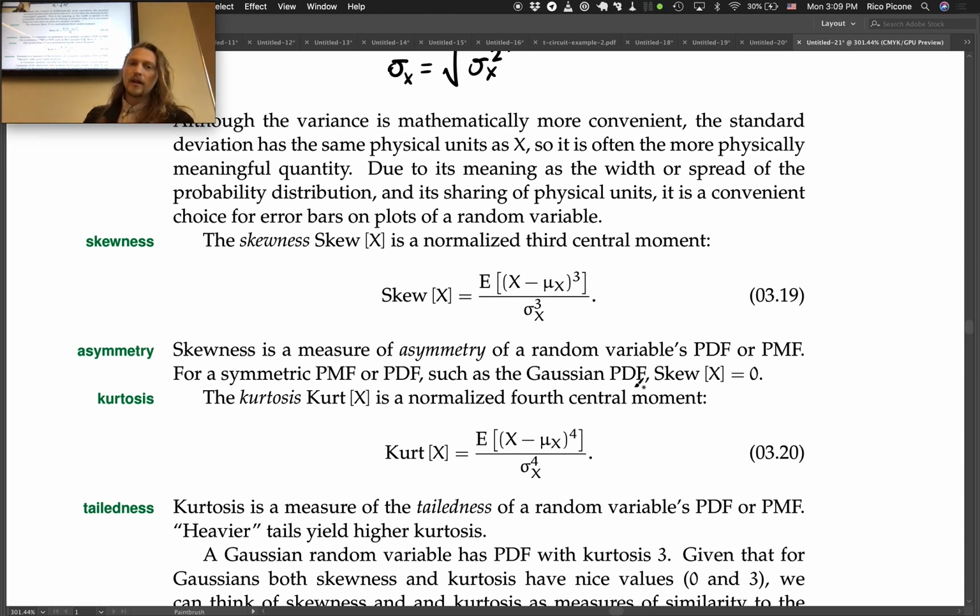Skewness is a measure of asymmetry of a random variable's PDF or PMF. For a symmetric PMF or PDF, such as the Gaussian PDF, the skew is 0.